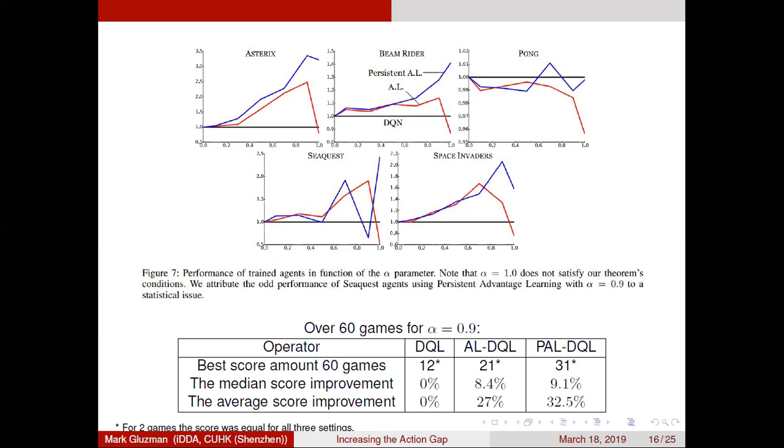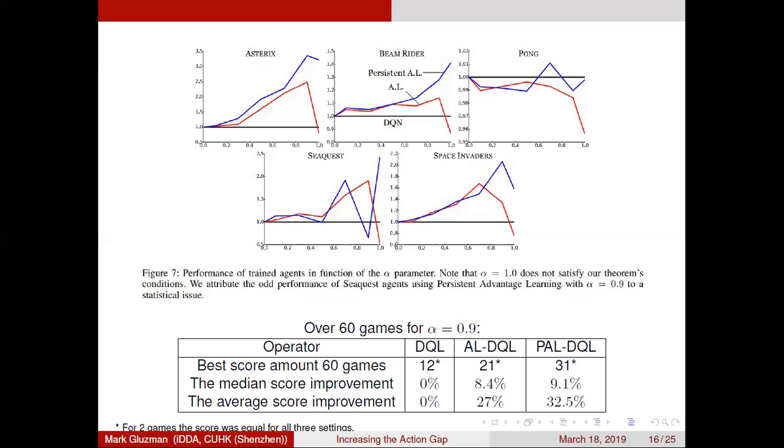Higher is better, yes. The measure is the reward of standard deep Q learning. If we have higher, we get higher reward. Let's say in the Asterix game, we can get 3.5 times larger average reward using a persistent advantage learning operator. They fixed an operator and alpha and ran the simulation 10 times. Then they took the average of these 10 runs, and this is the highest score for the average.